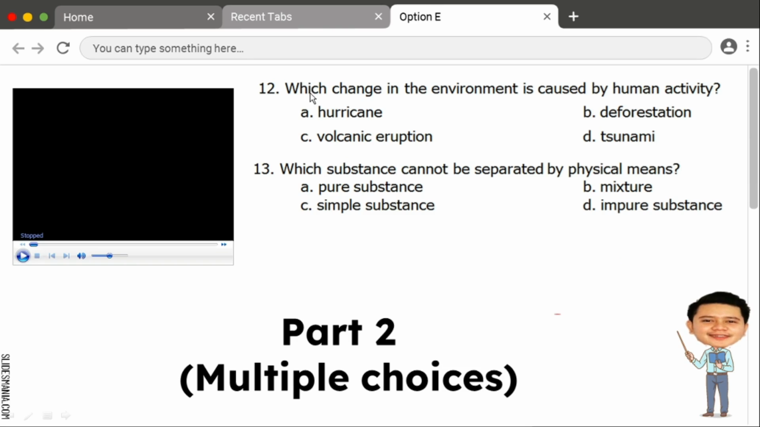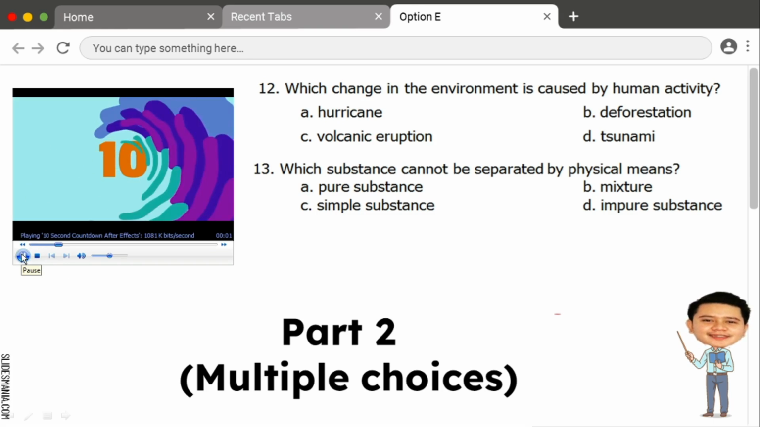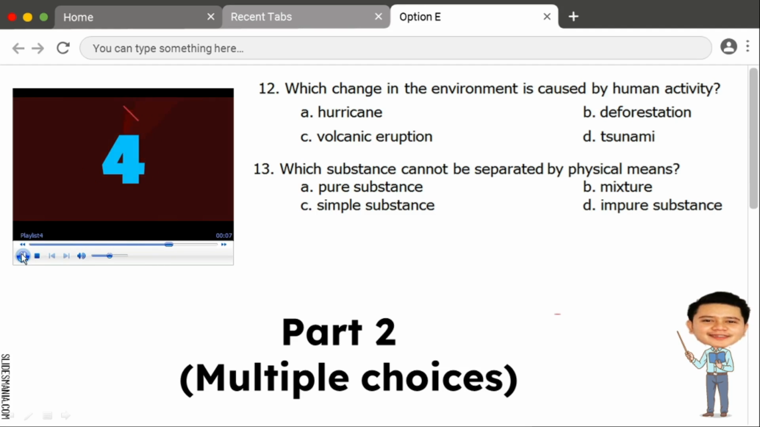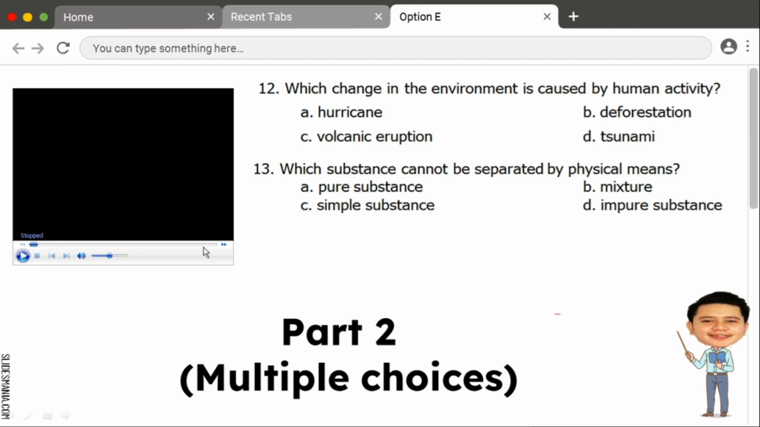Okay, next. Number 12 and number 13. For number 12, which change in environment is caused by human activity? A. Hurricane, B. Deforestation, C. Volcanic eruption, or D. Tsunami? Caused by humans, okay? 10 seconds. The correct answer is letter B. Deforestation, because hurricane, volcanic eruption, and tsunami are caused by the environment. Okay, natural disaster.